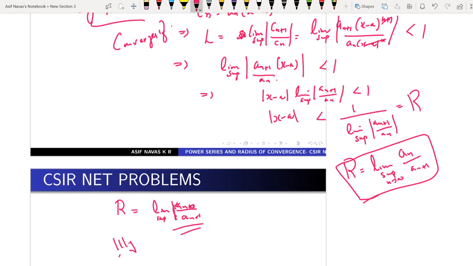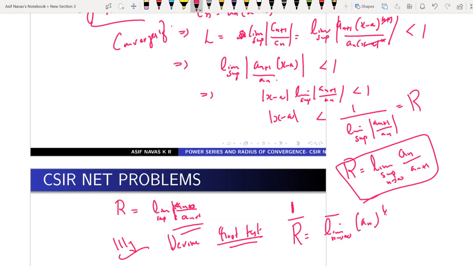Similarly, if we derive it from the root test, then we will get 1 by R is equal to the limit supremum as n tends to infinity of |a_n| raised to 1 by n, which implies R is equal to 1 by the limit supremum of |a_n| raised to 1 by n.